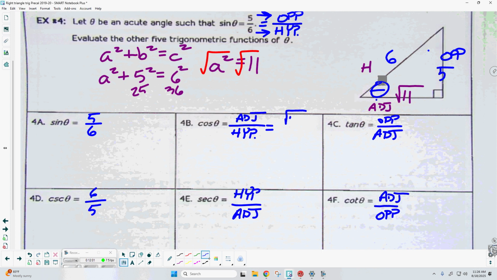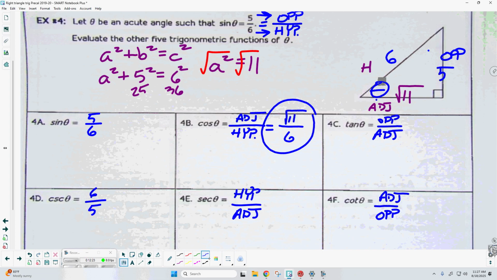Okay. So she said the square root of 11 over 6. We got a radical, so I have to rationalize, right? Okay. Only rationalize if the square root is in the denominator. It's perfectly fine in the numerator. So this one here, we're good to go.